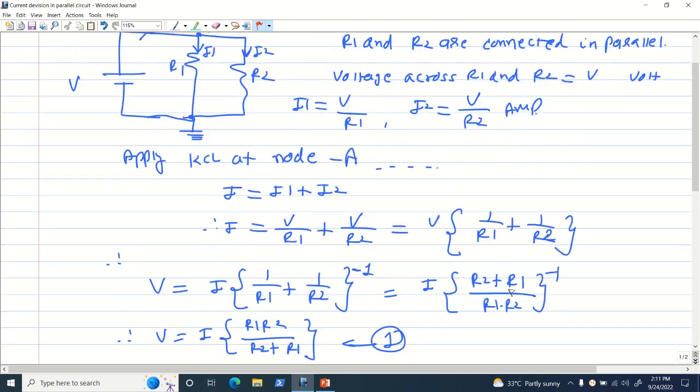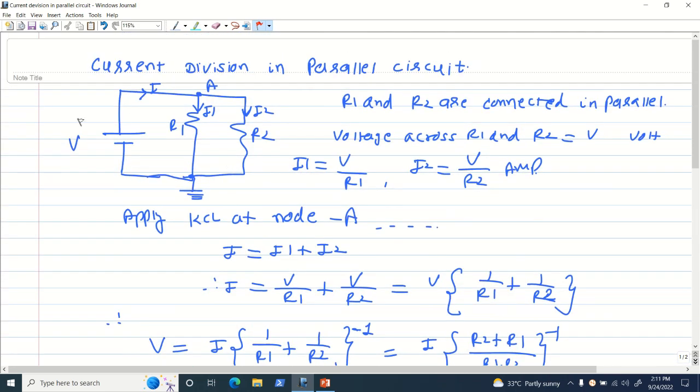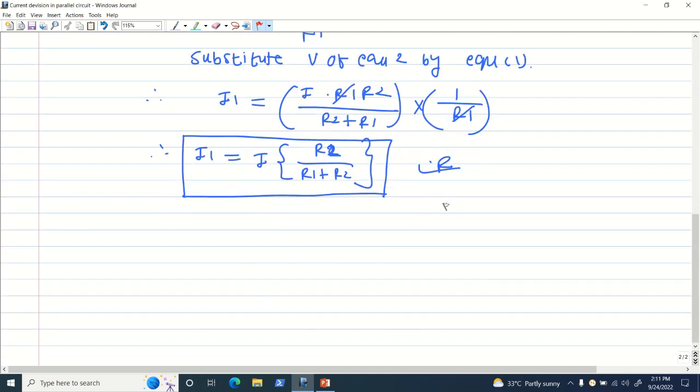So see, if you don't know the magnitude of the supply voltage, and you just know the total current, and if you know the magnitudes of the resistances, then you can use this equation to determine the branch current through every resistance, R1 and R2.